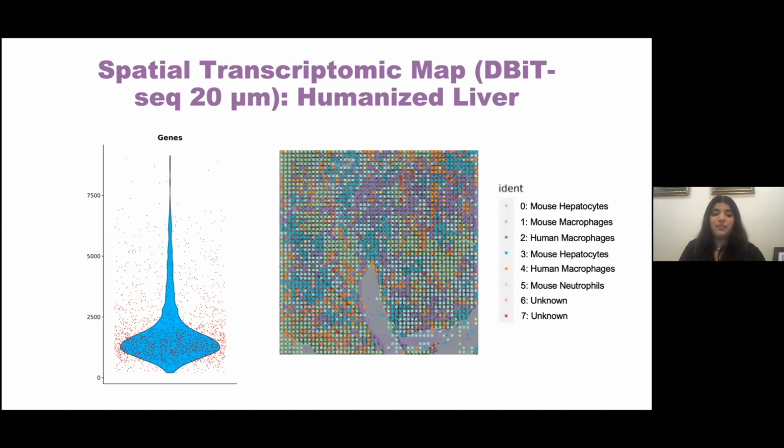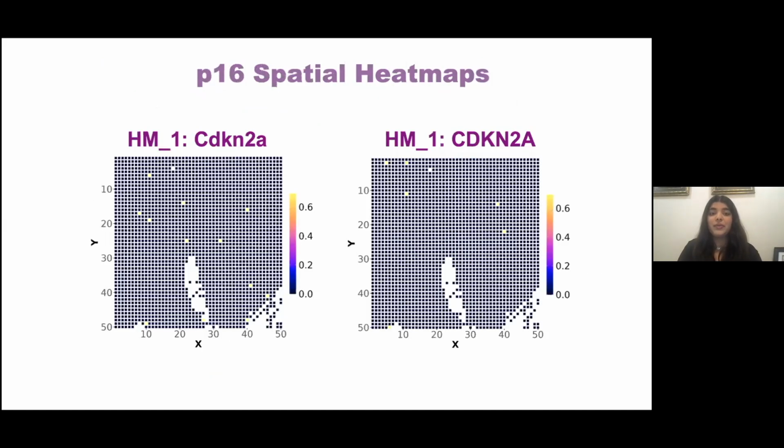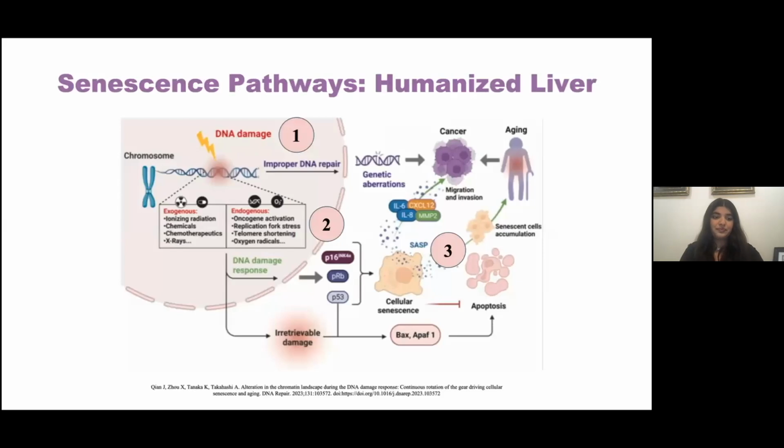slide imaging. From there, we were able to really look into the P16 senescent biomarker. And we see that on the left here is the mouse spatial heat map. And we see that while the mouse spatial heat map and the human spatial heat map have a very similar expression level, they're at different spatial locations. And so we're able to see that these senescent biomarkers play a role in both the mouse as well as the human cells within this humanized liver model.